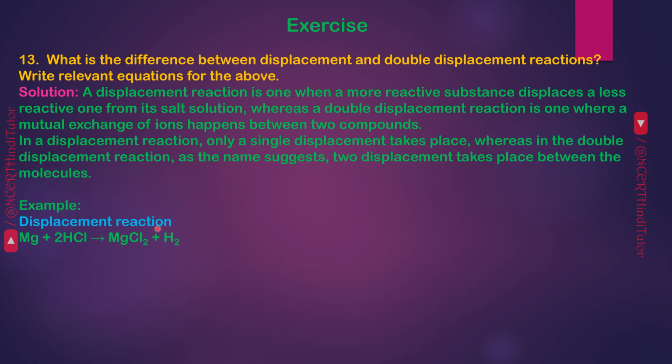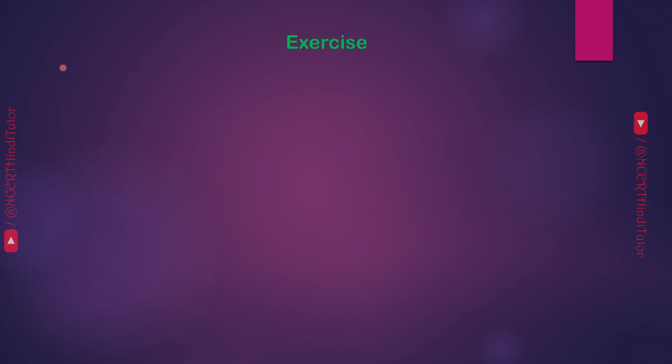Example, displacement reaction: Mg plus 2HCl gives MgCl2 plus H2. Here, magnesium displaces hydrogen. Double displacement reaction: 2KBr plus BaI2 gives 2KI plus BaBr2.